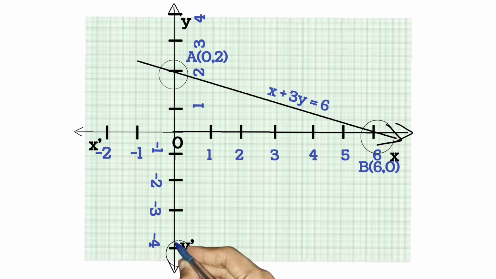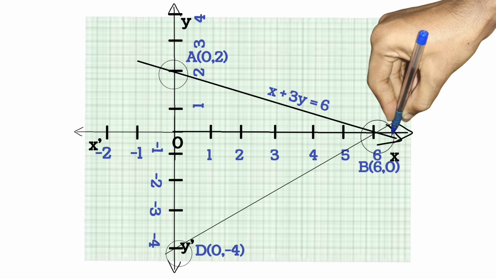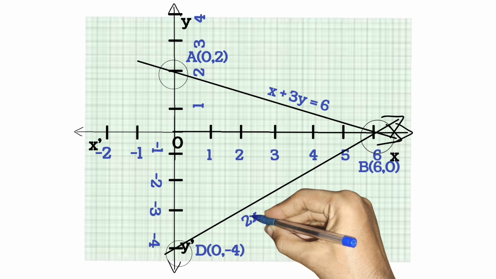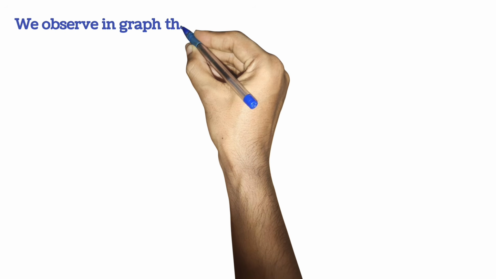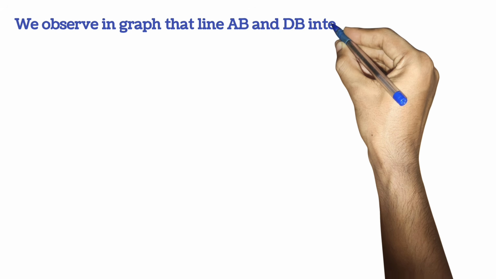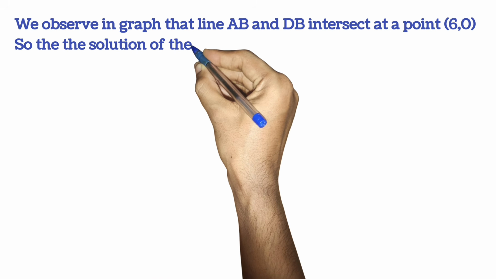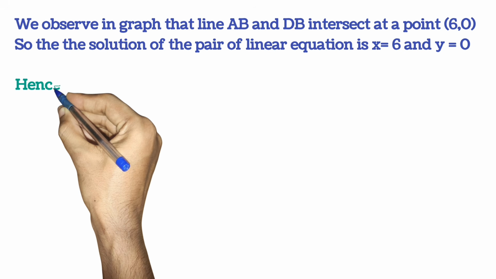Similarly, circle point (0, -4) on the y-axis and mark it D, and join points D and B. Then we get a straight line which represents the equation 2x - 3y = 12. We observe in the graph that lines AB and DB intersect at the point (6, 0). So the solution of the pair of linear equations is x = 6 and y = 0.